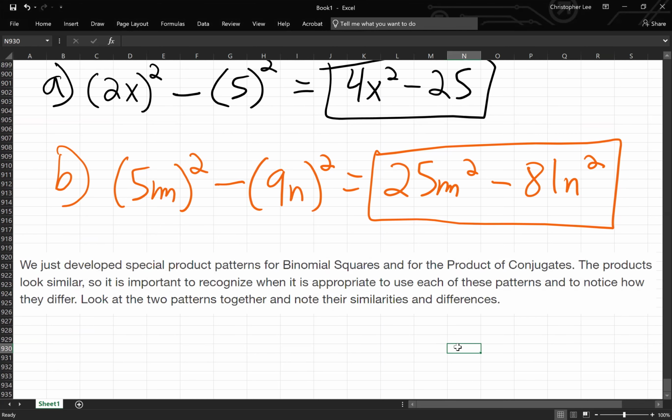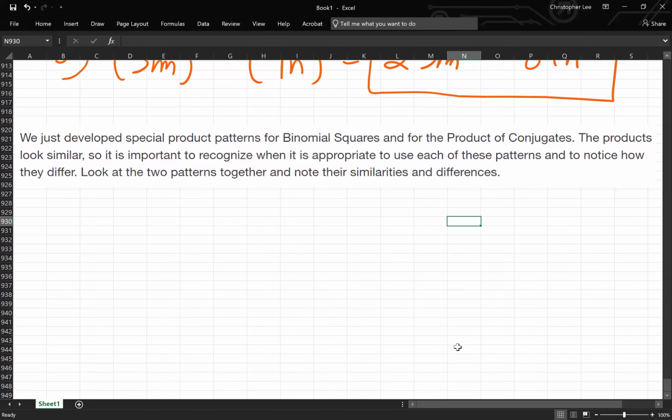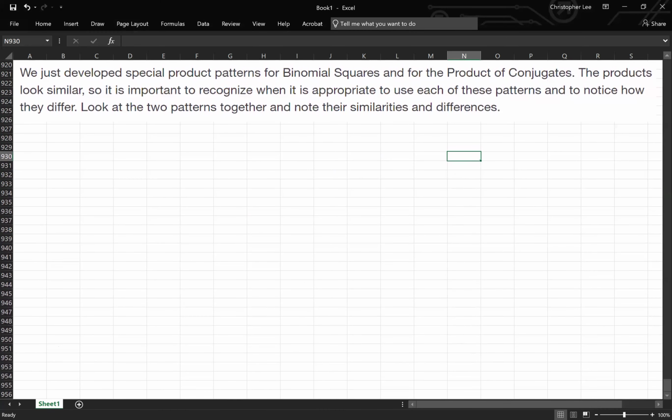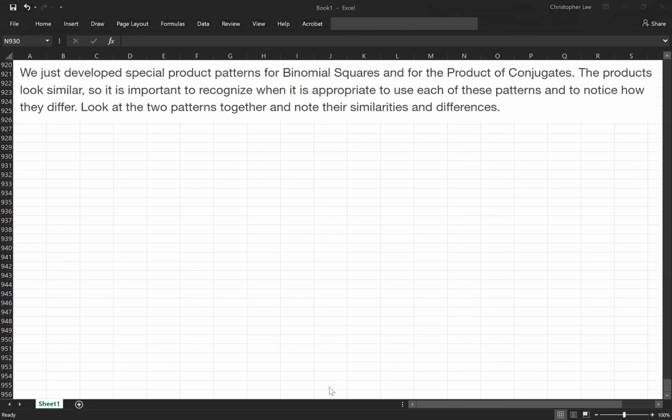So we just developed special product patterns for binomial squares and for the product of conjugates. The products look similar, so it's important to recognize when it is appropriate to use each of these patterns and to notice how they differ. Look at the two patterns together and notice the similarities and the differences. Let's compare them real quick.